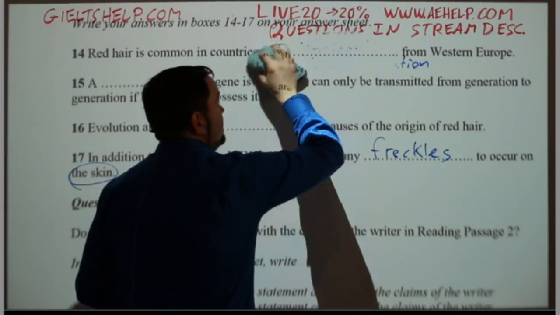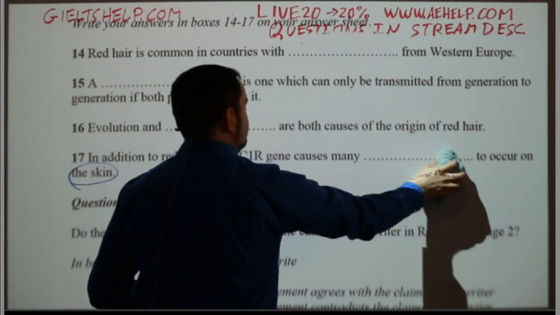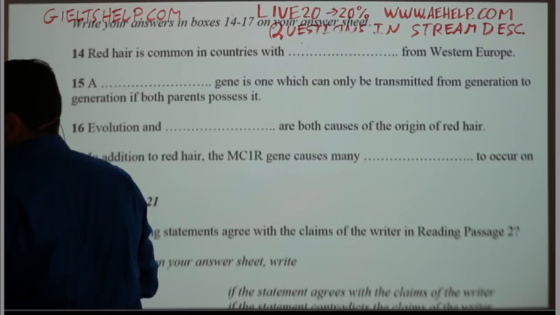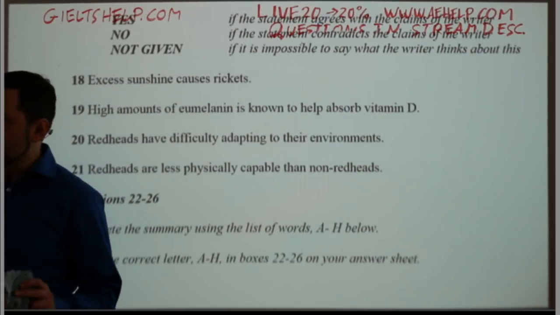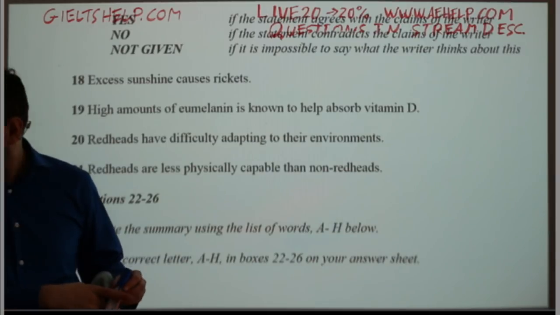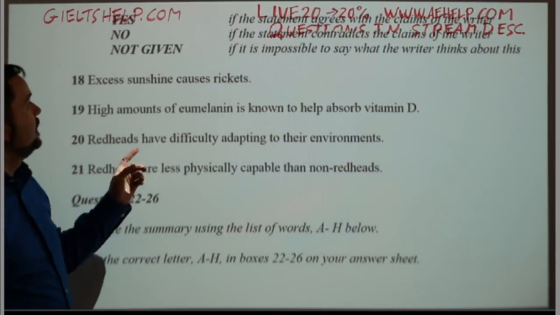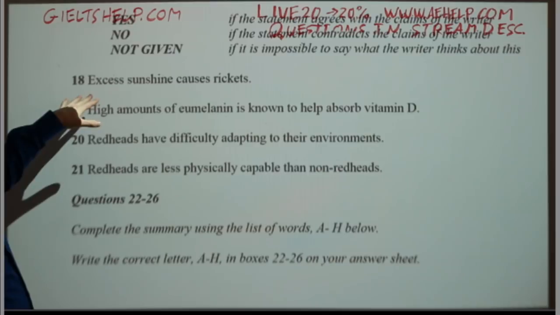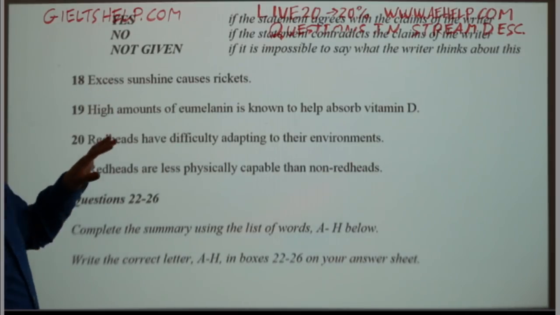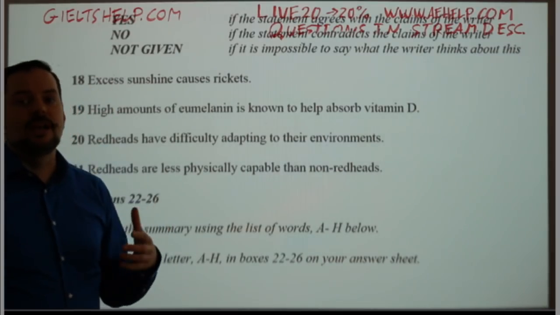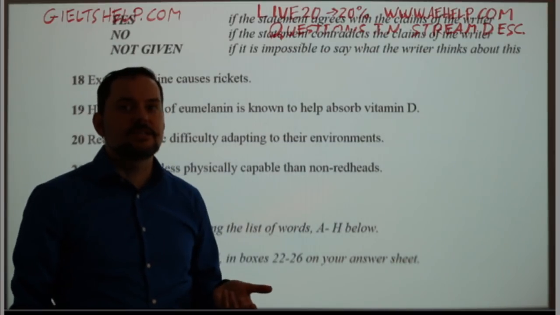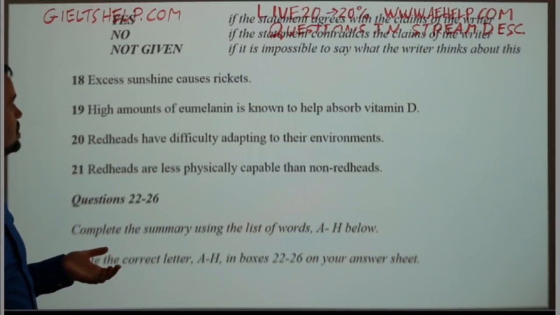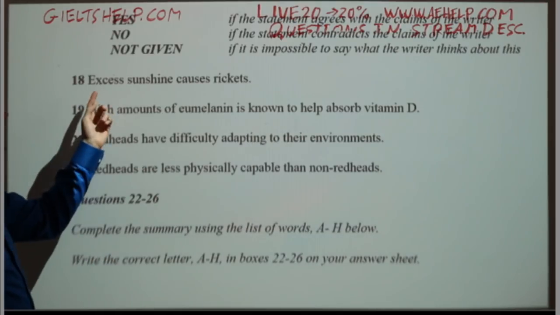So let's take a look at the next set of questions. True, false, or yes, no, not given. Okay. Here we go. Yes, no, not given. There's a special strategy. I'm going to show you again this strategy. I've showed you this strategy in previous lessons on how this works. So we'll apply it again here.